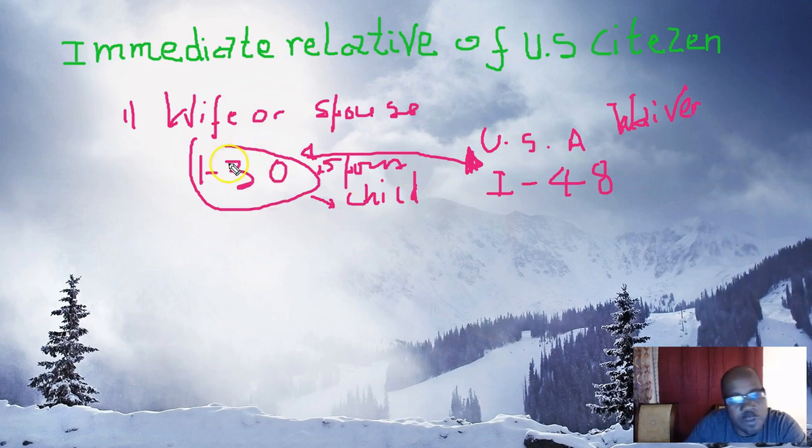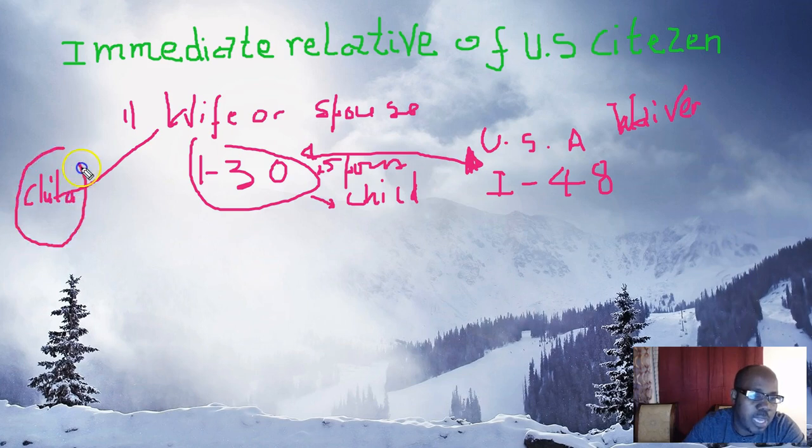Let's say you're married to a U.S. citizen, and you have a child who is overseas in another country. Can the U.S. citizen file for your child who is overseas? The answer is yes, but there are some specific conditions.